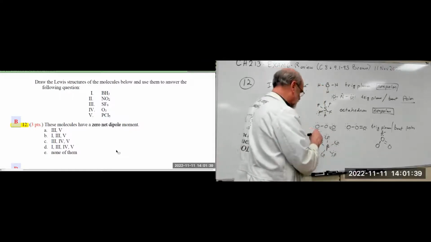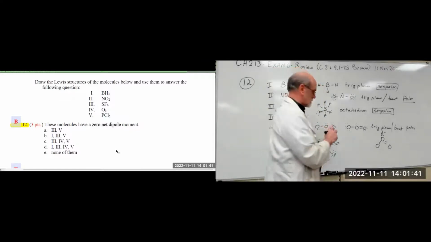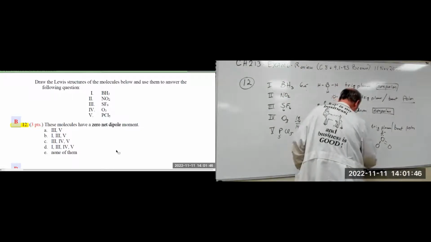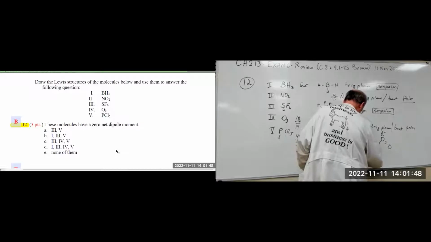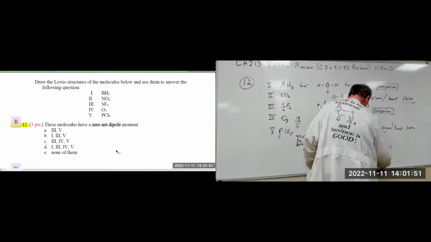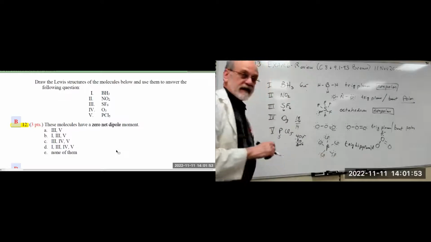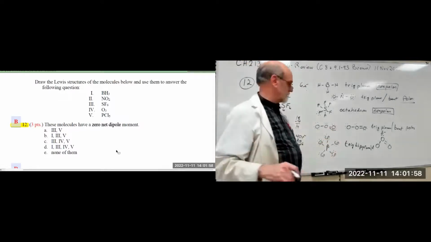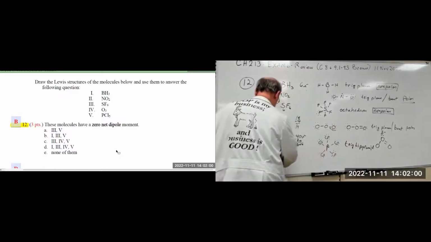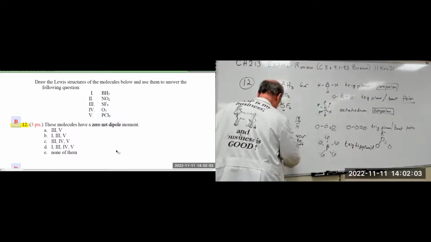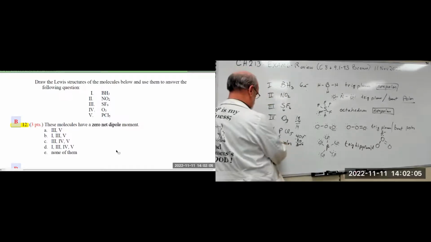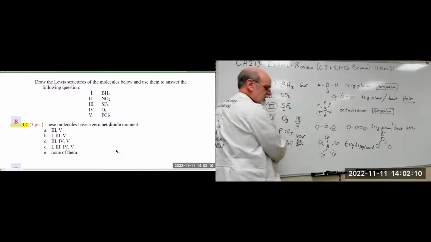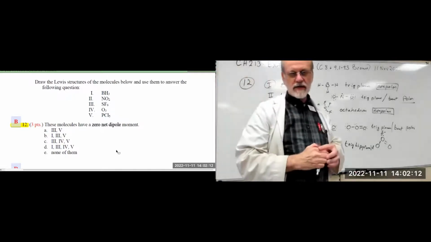So what's our regular structure here? 5 groups is a trigonal bipyramid. Okay, that's a regular shape. With polar bonds, they all cancel each other out. So this one is nonpolar. So we have this one, 1, 3, and 5. That's B.